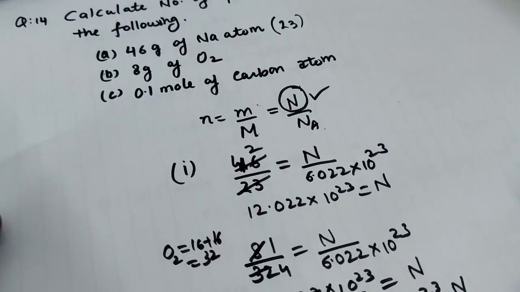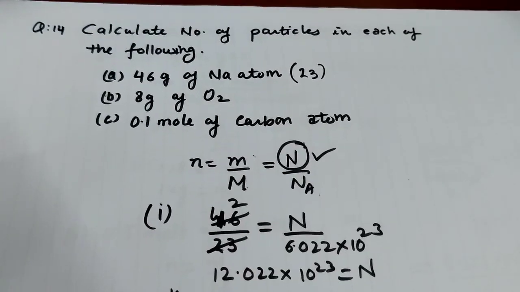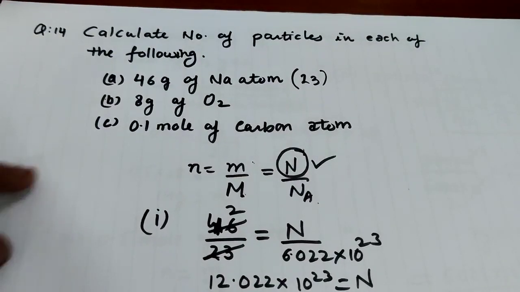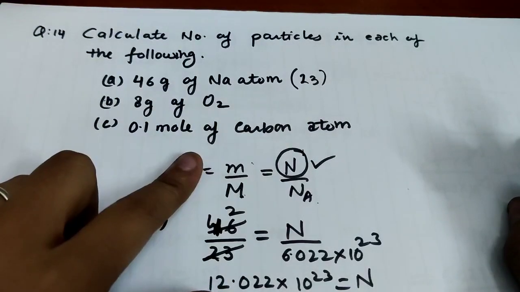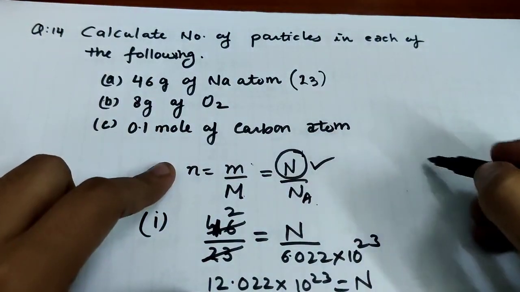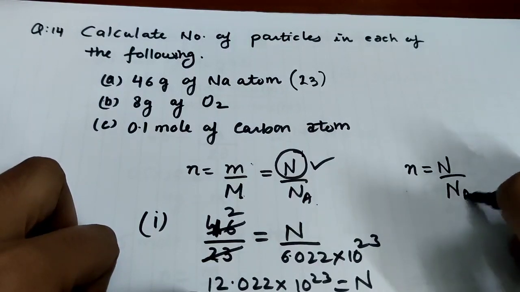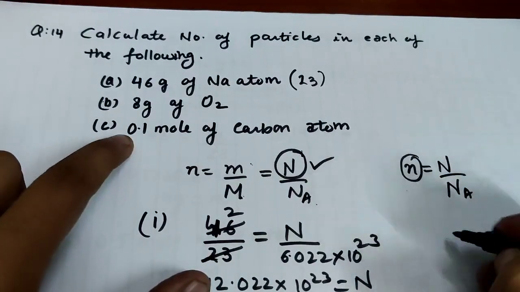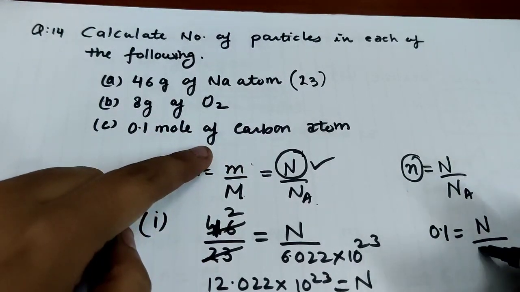Okay. Now let's come to the next part. Calculate the number of atoms in 0.1 mole of carbon atom. So now directly the number of moles is given to you. So you directly use the first and this last term, that is n is equal to capital N by Na. Now what is given to you? Small n here is 0.1. Capital N you have to find out, and this is given to you, 6.022 into 10 raised to power 23.